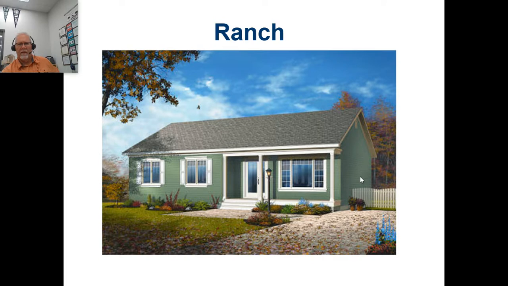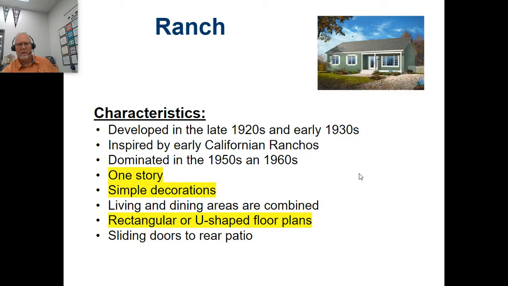All right, another one we call a ranch, sometimes also known as a rambler. Ranch and rambler are common terms thrown together. Developed in the late 1920s, early 1930s, inspired by early Californian ranchos. It dominated in the 1950s and 60s. You'll see a lot of these in Waseca.